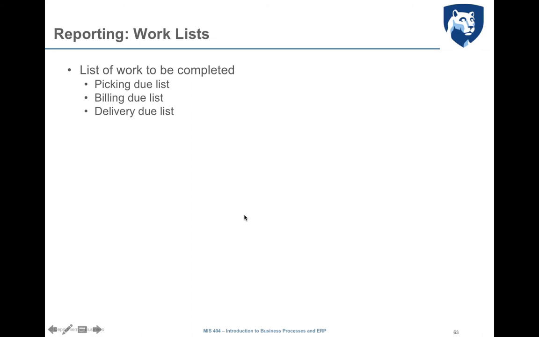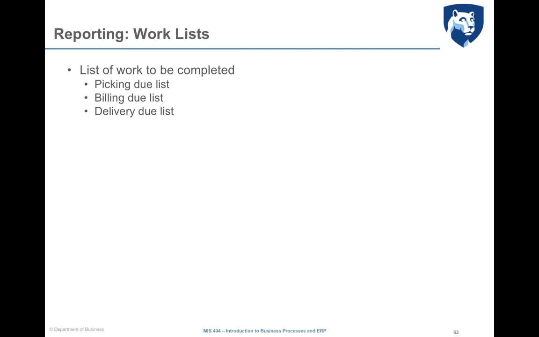Stepping back to transactional reporting, the reporting coming from transactional data, we essentially have two different types of reporting: work list and online list. Work lists identify tasks that are scheduled to be completed in a process. So we are executing a process, and we want to know which tasks need to be executed.